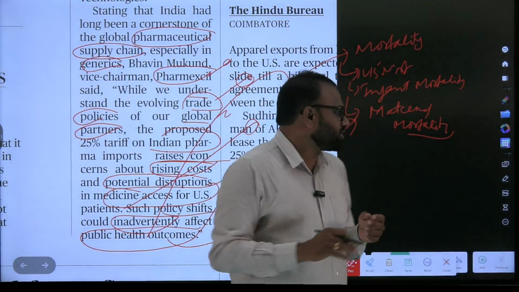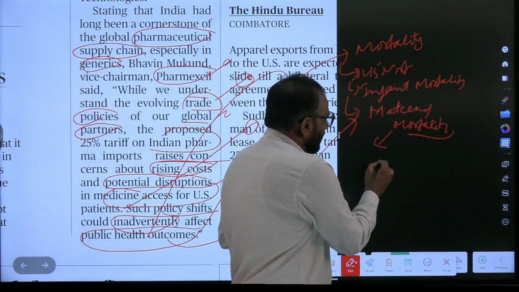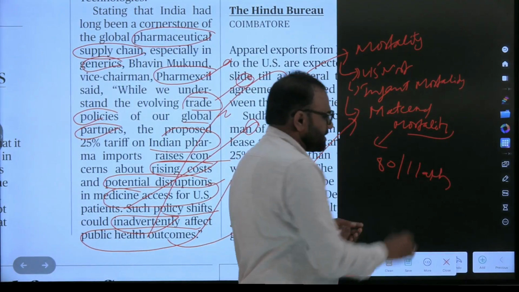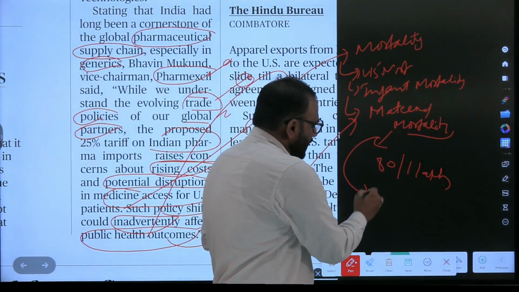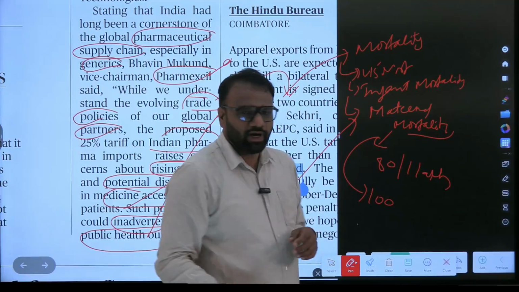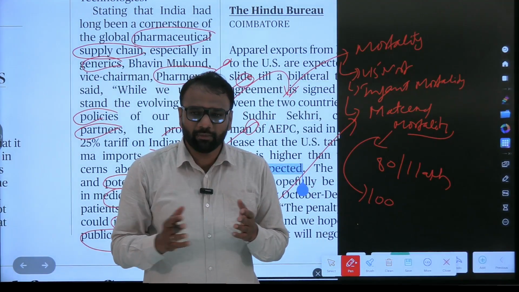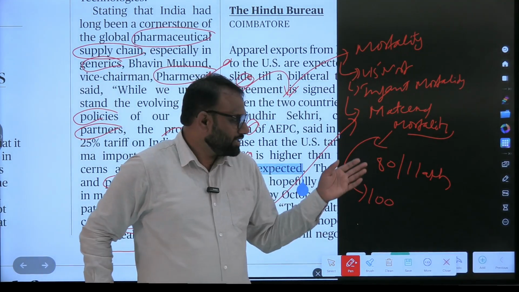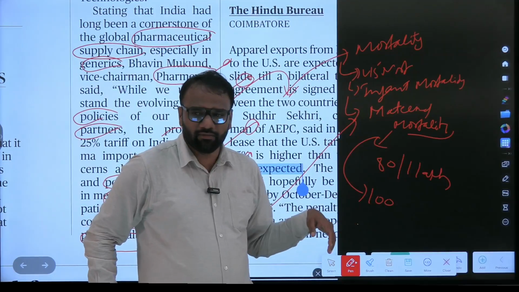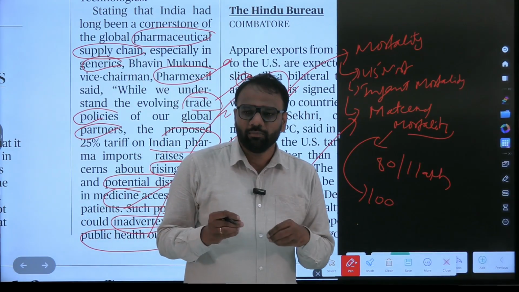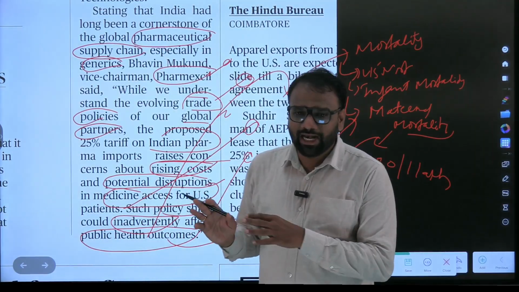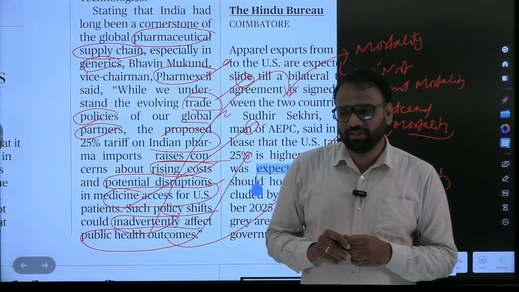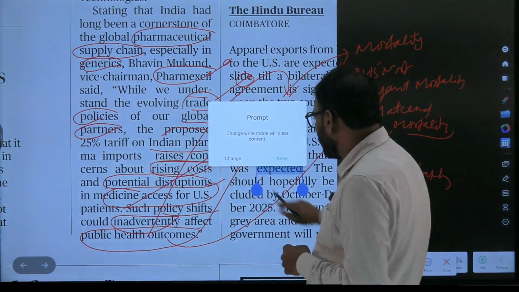Previously, let's assume maternal mortality, 80 mothers die per 1 lakh births. Now rather than 80, if it increases to 100, it means previously for 1 lakh births, 80 mothers died in USA, and now because of these policies, the number of mothers' deaths might increase to 100. I am just giving an example. So that is the meaning of public health. Because of the trade policies, it may have a negative impact on public health in USA. So with this we have concluded the article.